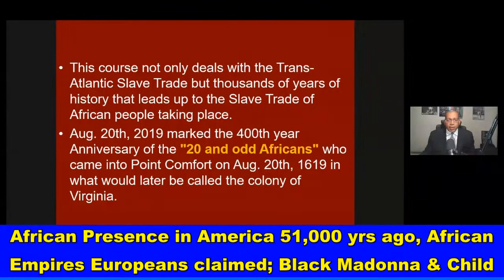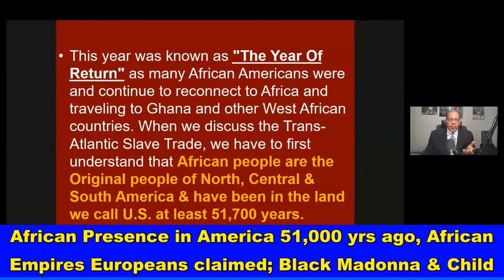51,700 years. We reference the work from Dr. David Imhotep, who wrote the book The First Americans Were Africans: Documented Evidence. We look at a number of different archaeological discoveries in the class as well. August 20th, 2019 marked the 400th year anniversary of those 20 and odd Africans who came into Point Comfort, in what would later be the colony of Virginia. It's actually Hampton, Virginia, that they come into.